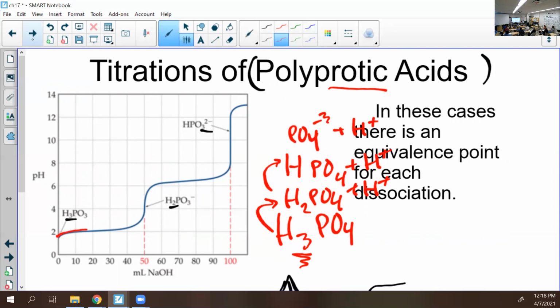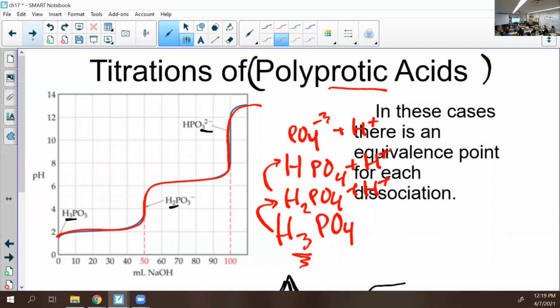So that happens here. And then you get an equivalence point. Then it breaks off the second one, and you get a new equivalence point. And it breaks off the third, and you get a new equivalence point. It's becoming more basic because we are neutralizing a proton. There's nothing you need to know about them except for their shapes have steps.